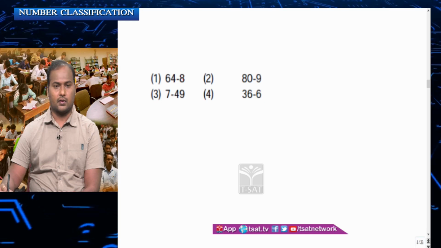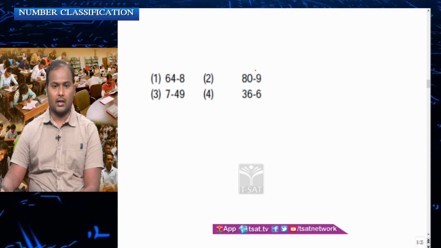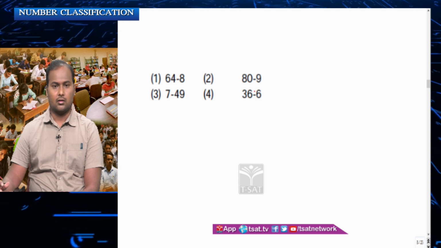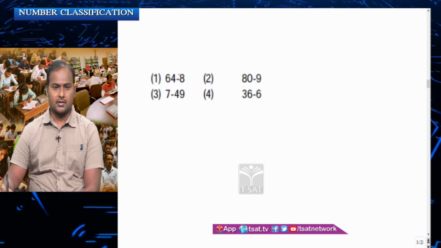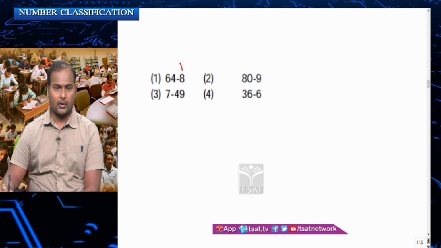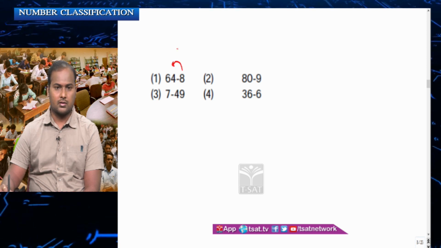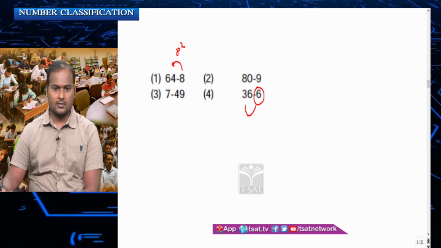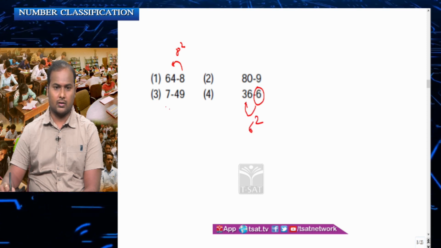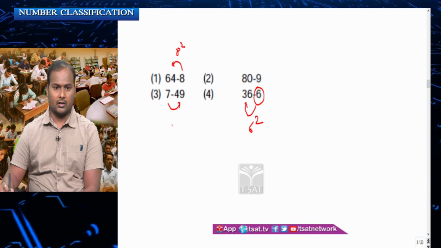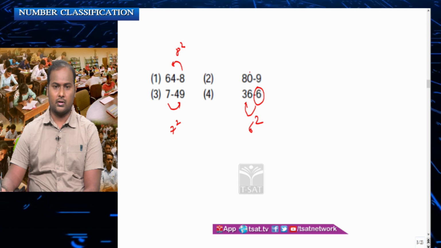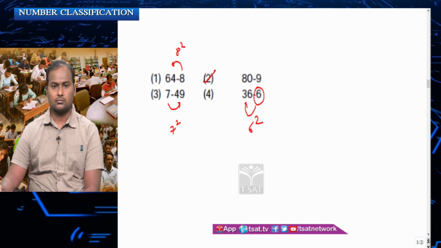See this question. The moment you see this question, 8, 64, 9, 80, 7, 49, 6, 36. The moment you see the range of numbers 8, 64, exactly it is a square. So that is 8 square. Here 6 and 36, this value is 6 square. 7, 49, obviously the value will be 7 square. So what is 9 square? 9 square is 81. So your answer is 2.